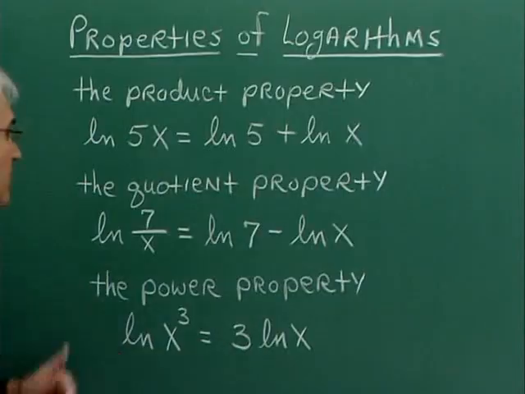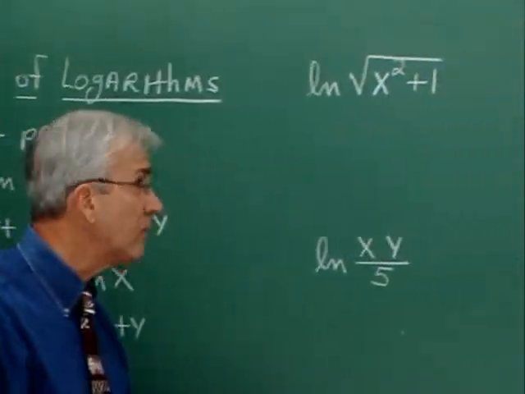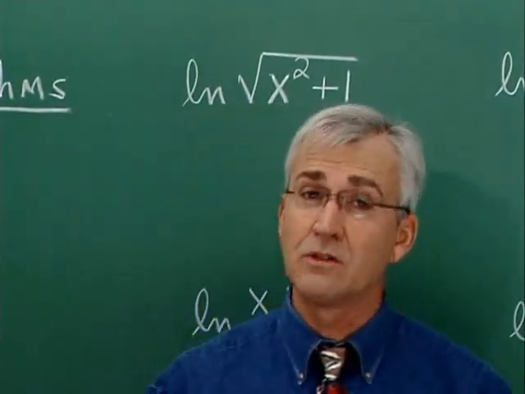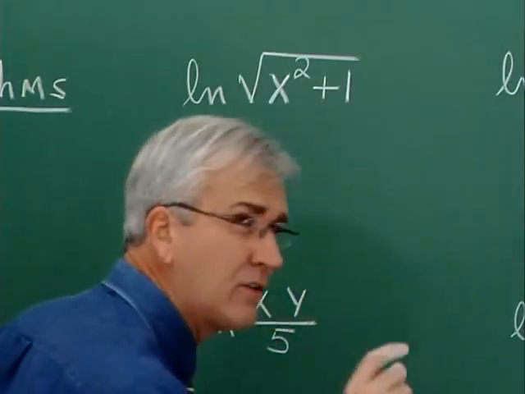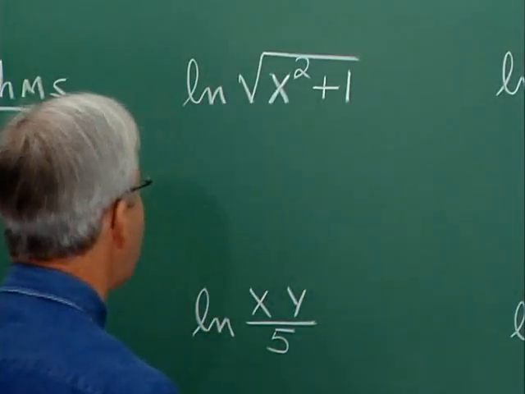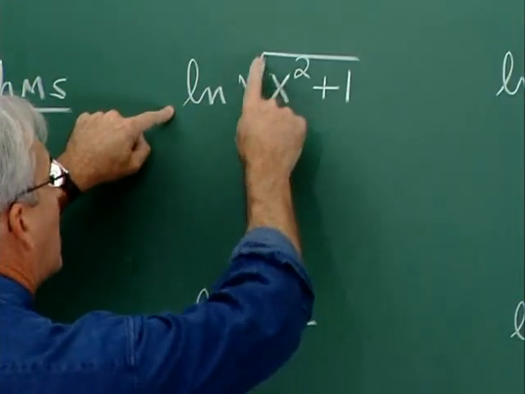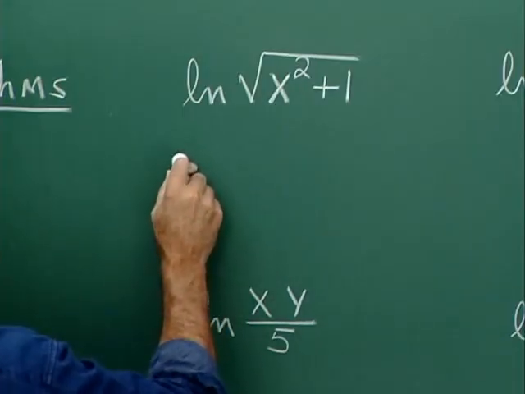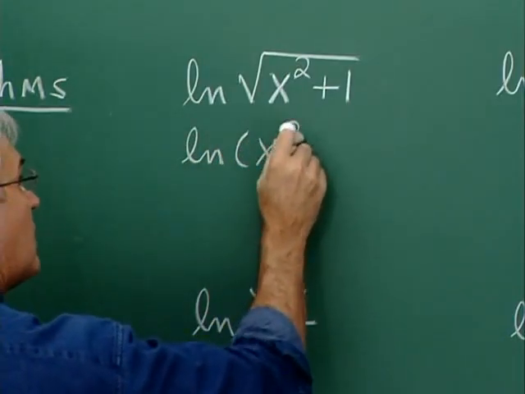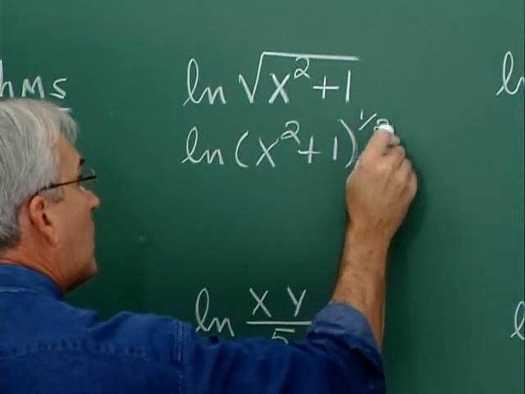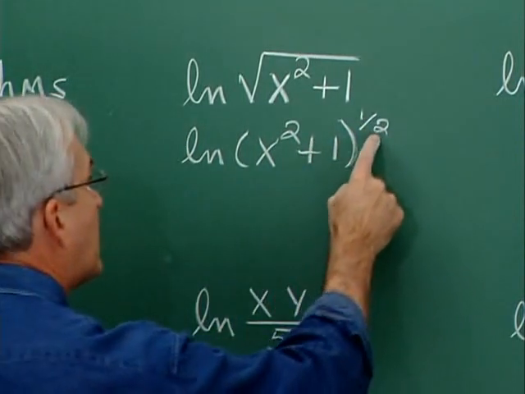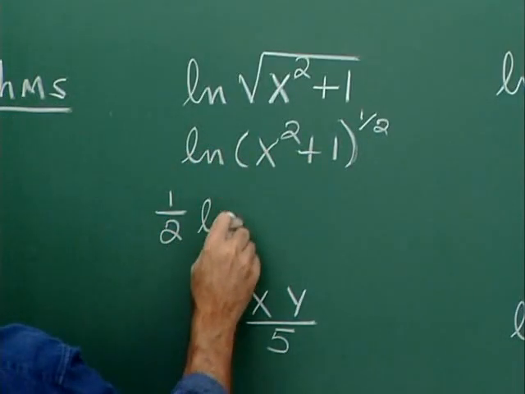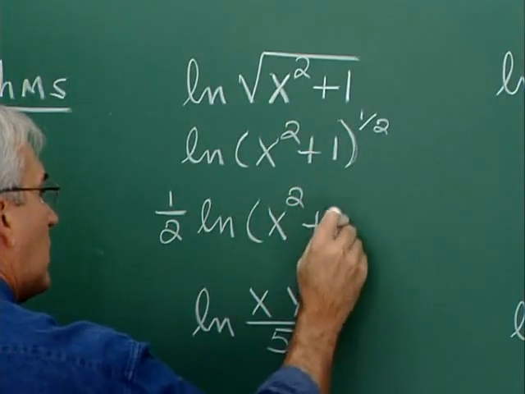Now let's practice the various properties here. The expressions which are contracted, we want to expand. The ones which are expanded, we'd like to contract. And this gets us ready for solving equations, and we'll see that in just a minute. Here, the natural log of a radical. Well, gee, we can think of the radical as a fractional exponent. So we have ln of x squared plus 1 to the 1/2 power. And now, well, let's see. The 1/2 power can move out here. So this is 1/2 ln of x squared plus 1.